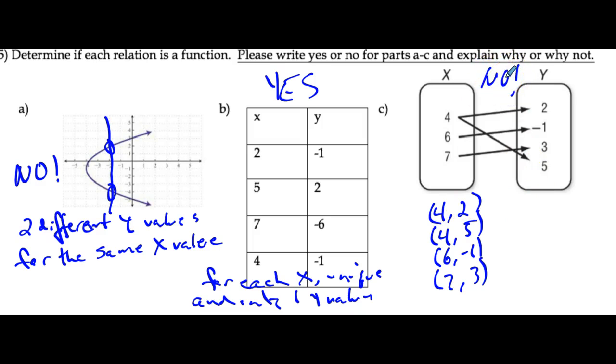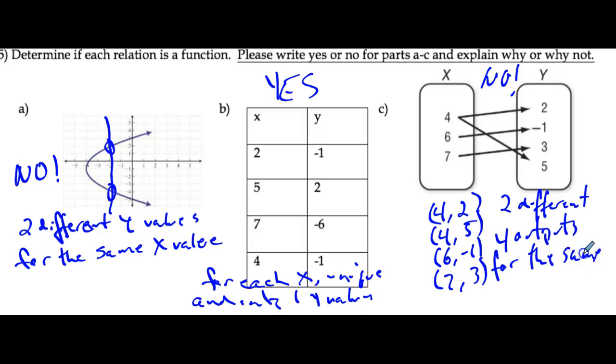And the reason is that we have 2 different outputs for the same x input. Make sure you're specific like that. Don't just say over here that it failed the vertical line test. Say what that shows us. It shows us that there's two different y values for the same x.